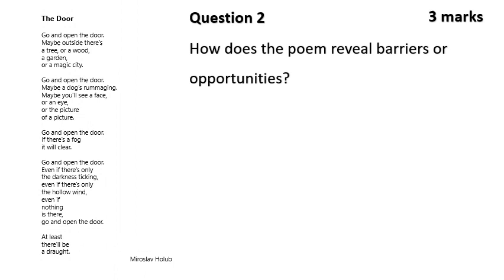Okay, let's look at question 2, the door. How does this poem reveal barriers or opportunities? Okay, so we can see that it's a 3-mark question. So we need to make sure that we're going to do a really good job of explaining how.